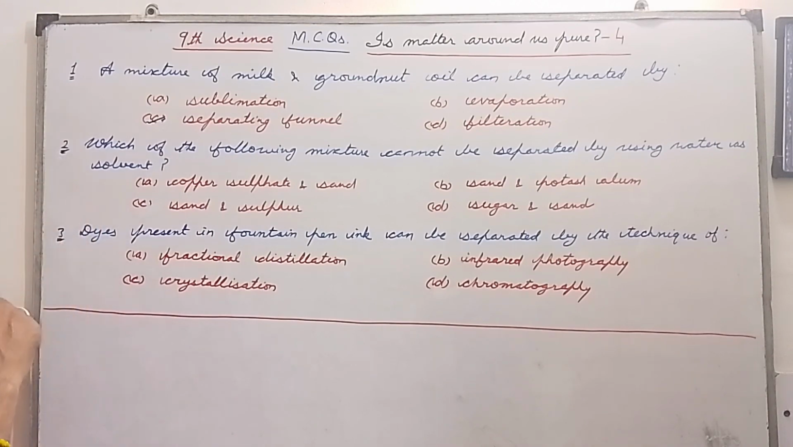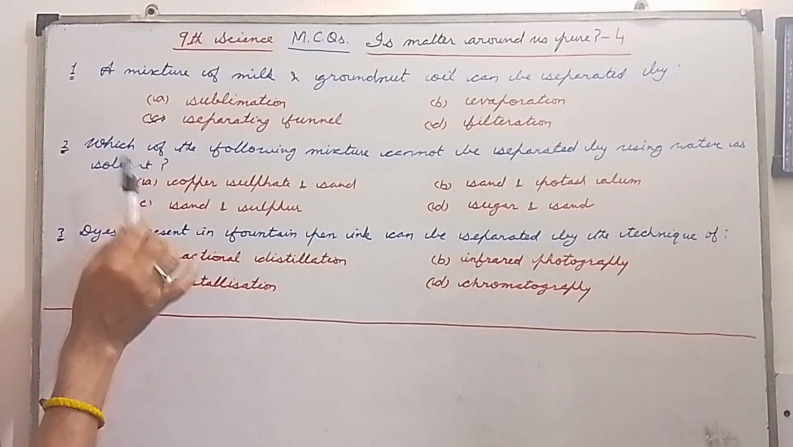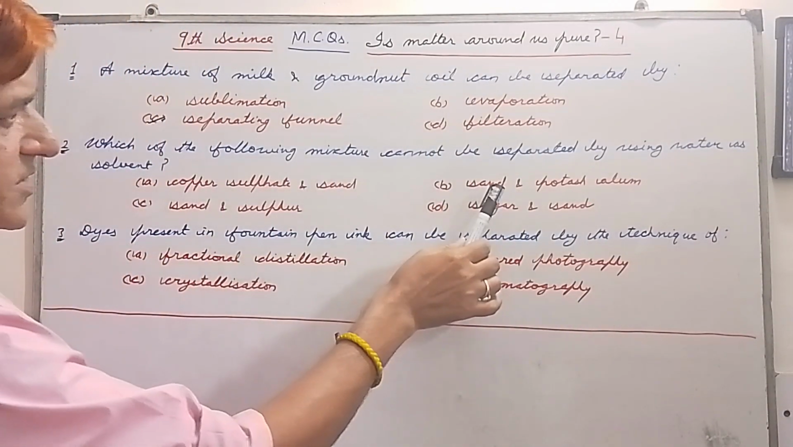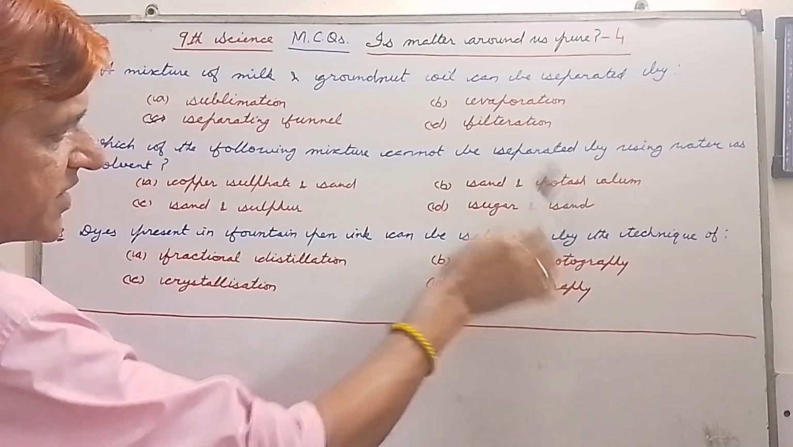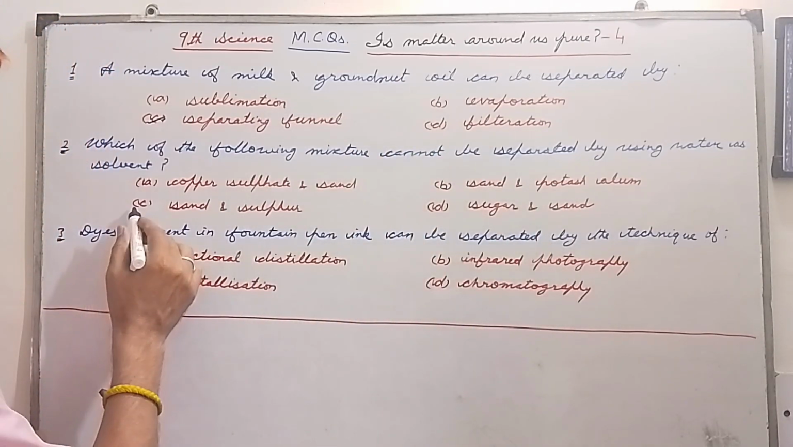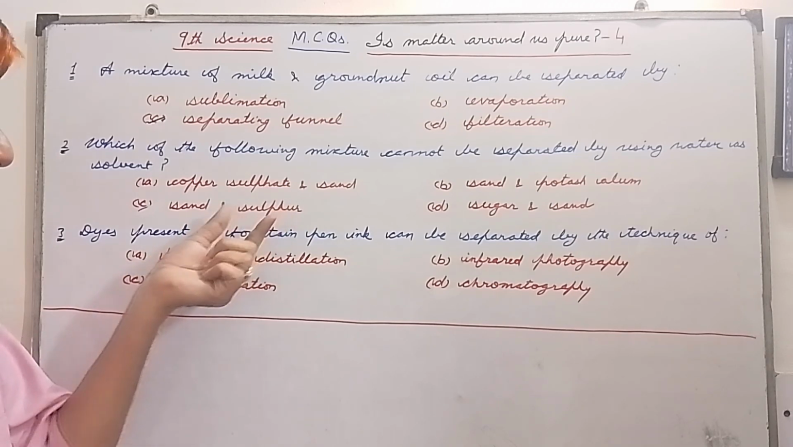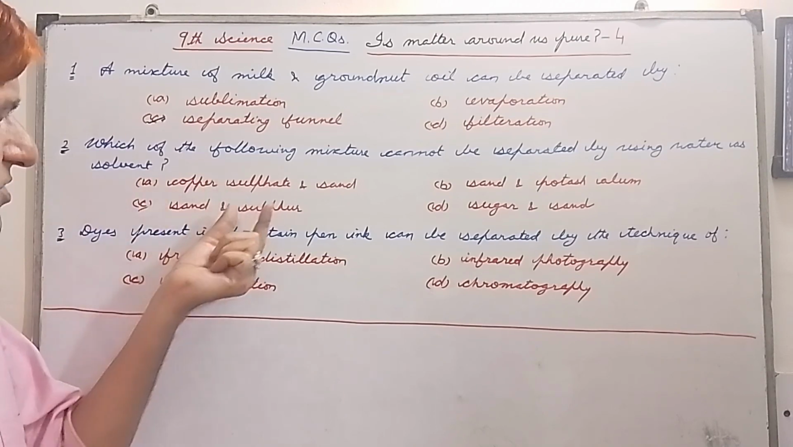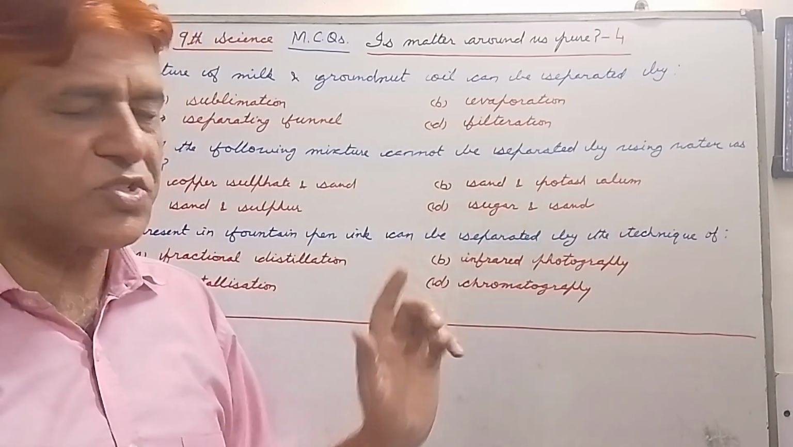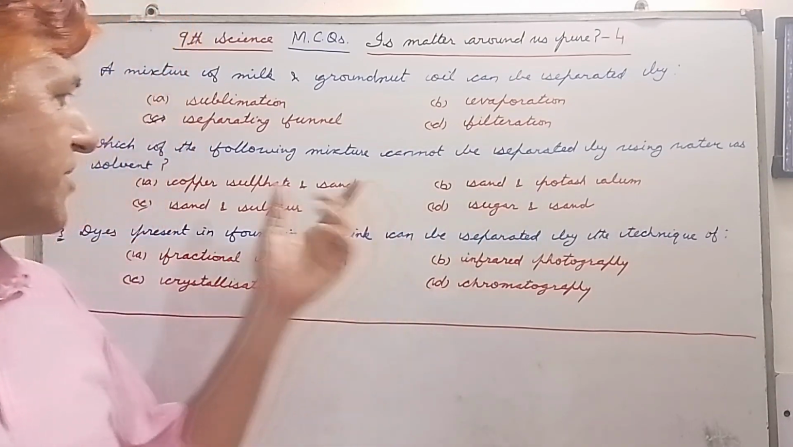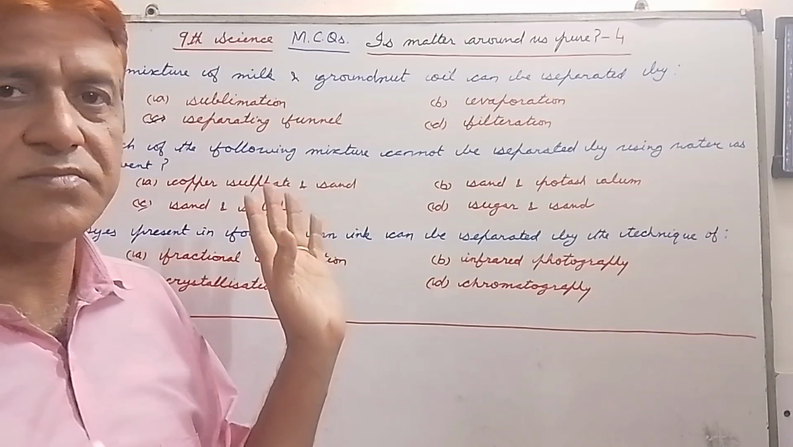Question number 2. Which of the following mixture cannot be separated by using water as solvent? First option is copper sulfate and sand. B is sand and potash alum. C is sand and sulfur. D is sugar and sand. My dear students, here the correct option is C, because sulfur is not actually soluble in water. So we can't separate sand and sulfur using water as solvent. Whereas copper sulfate, potash alum, sugar, they are soluble in water. So their mixtures can be separated using water as solvent.